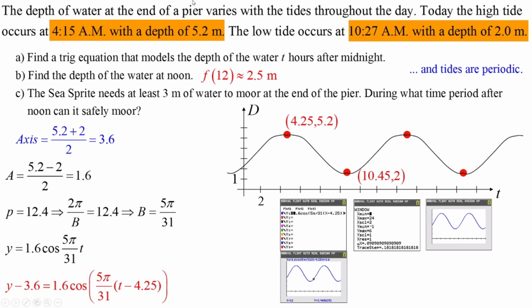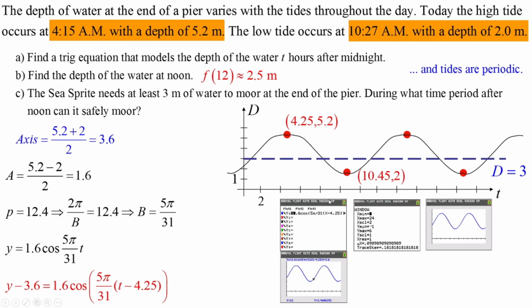All right, now finally, the Sea Sprite needs at least 3 meters of water to moor at the end of the pier. During what time period after noon can it safely moor? So you guys, what I probably want to do is put a horizontal line into this picture of y equals 3. There it is right there, right? And the Sea Sprite, my father's boat, needs 3 meters to moor safely. We don't want that hull hitting the bottom or a rock or something like that.